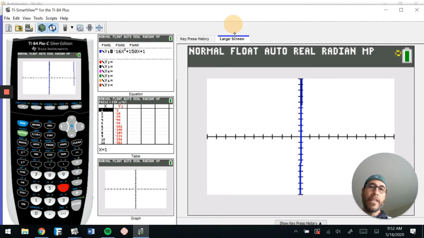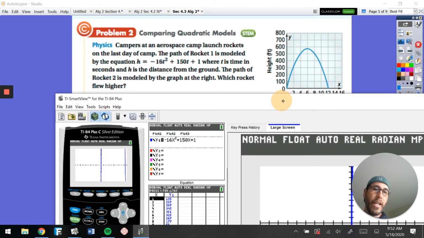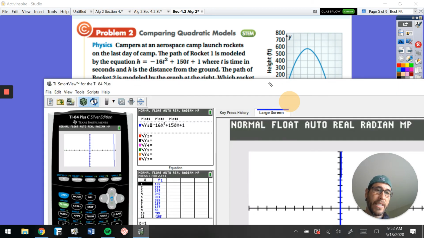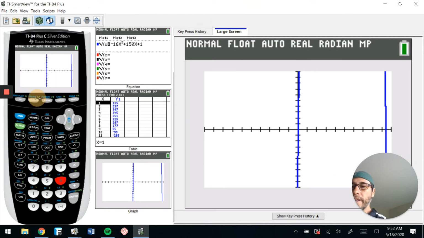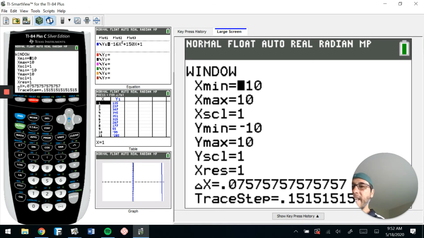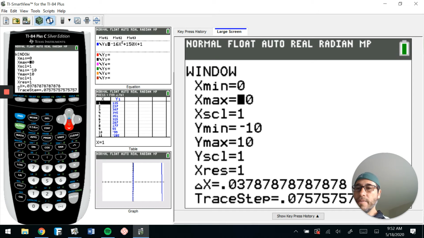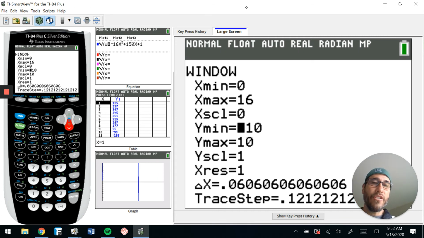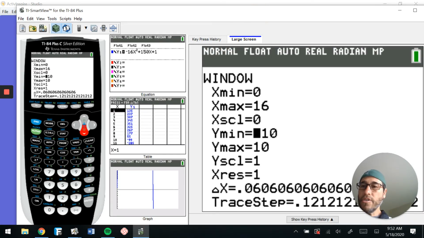And if you look at the previous problem, you can just see, look at it, 0 to 800, and it goes from 0 to 16 for the time. So what I'm going to do is go to window, and I'm just going to compare it exactly to that picture. For the t or the x, it goes from 0 to 16. I think it's always helpful, class, to do scales of 0. It just makes your calculator graph it faster. Okay, and then I'm going to go from 0 to 800.